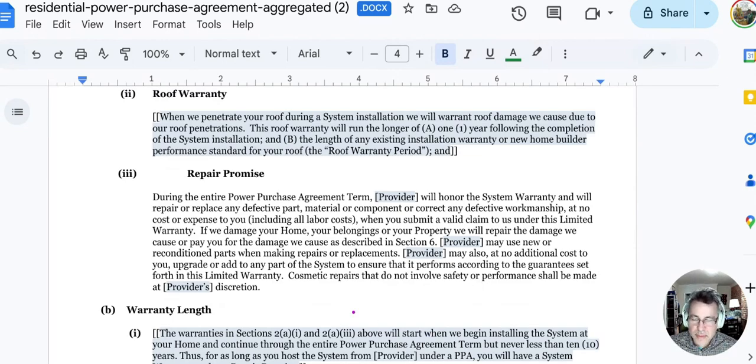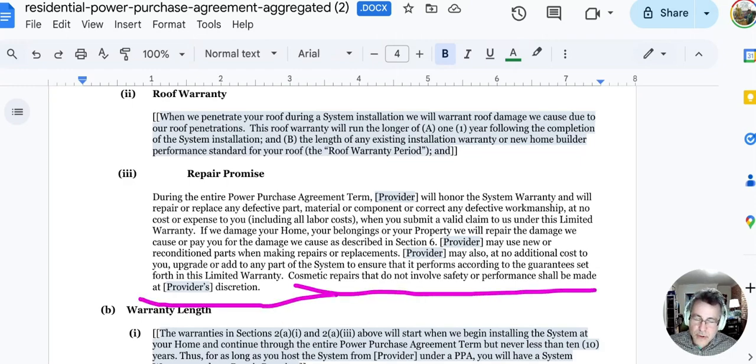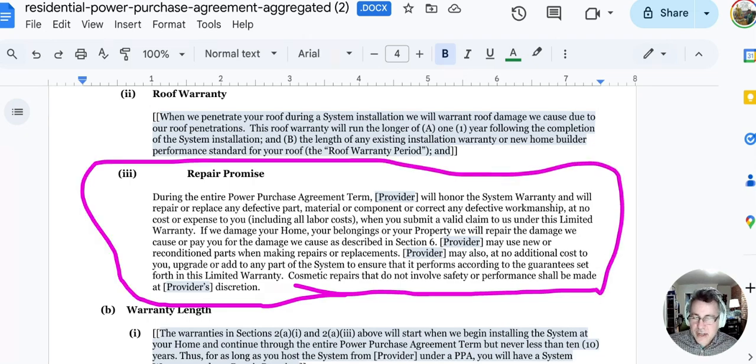But the important thing here for you is that cosmetic repairs that don't affect performance aren't covered. So if they install it on your roof and the tracks that it's on start rusting or anything like that, and it looks terrible, that's not covered because that's cosmetic. So that's something to consider and negotiate if it's important to you.